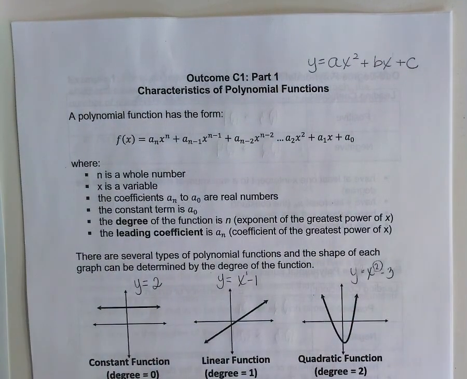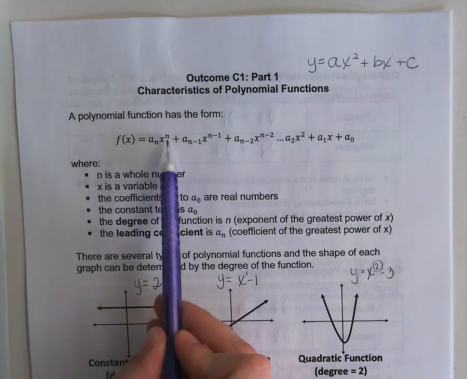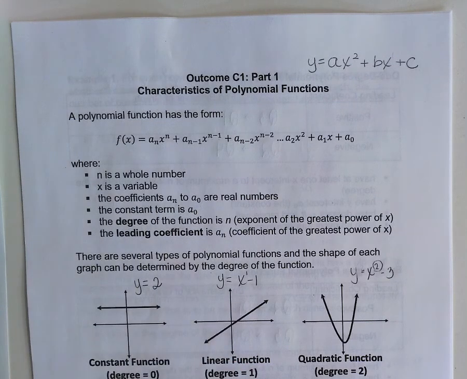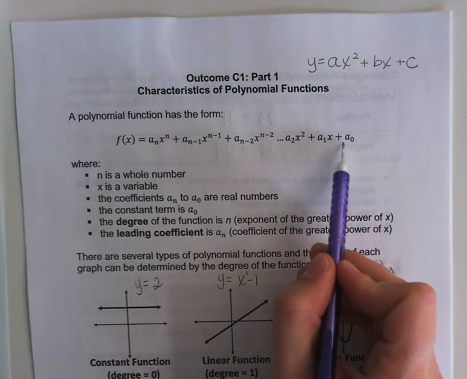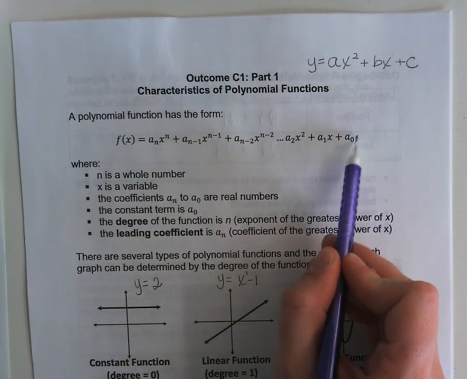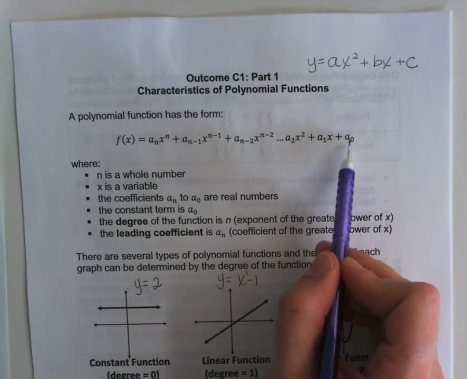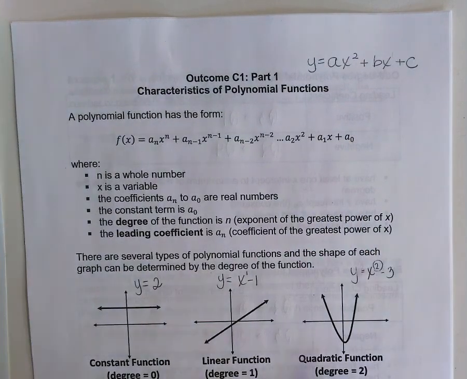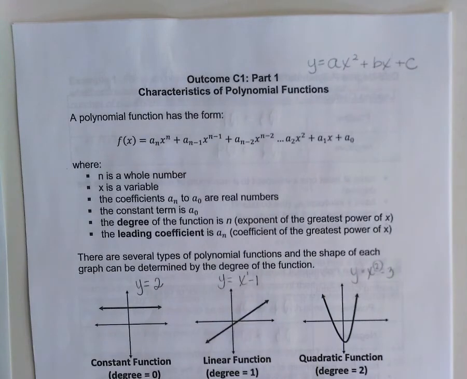And in these polynomial functions, the key things to remember is that n, or our exponents, all have to be whole numbers. We're not dealing with fractional exponents. X is a variable. The coefficients are going to be real numbers. And the term on the end, this a0, is a constant. This can be any number, but it has no variable. Remember that constant can also be equal to 0.